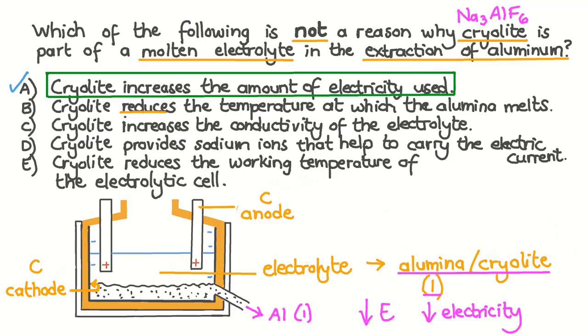Cryolite does reduce the temperature at which the aluminum melts. It does increase the conductivity of the electrolyte. It does provide sodium ions that help to carry the electric current, and it does reduce the working temperature of the electrolytic cell. Finally, which of the following is not a reason why cryolite is part of a molten electrolyte in the extraction of aluminum? The answer is cryolite increases the amount of electricity used.